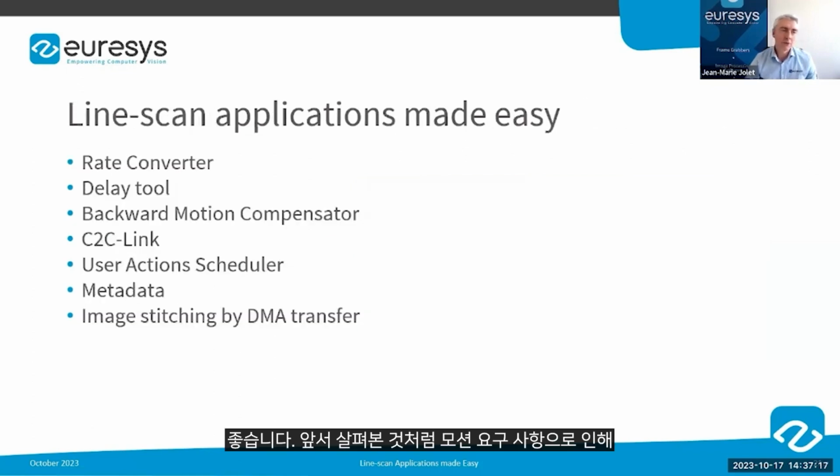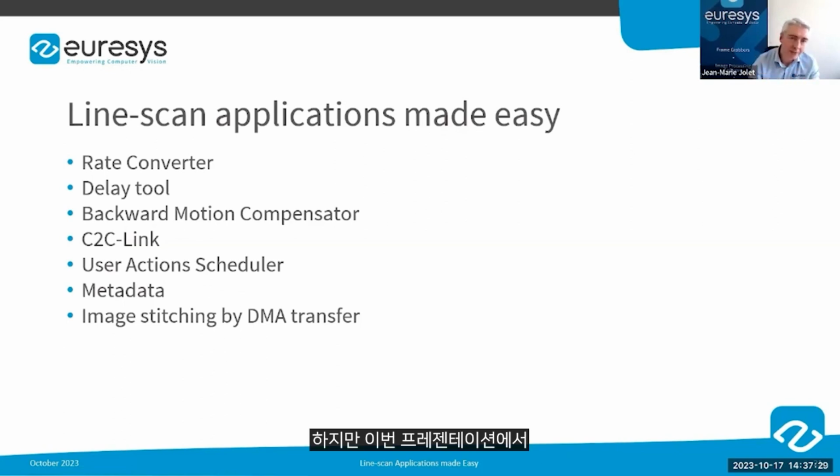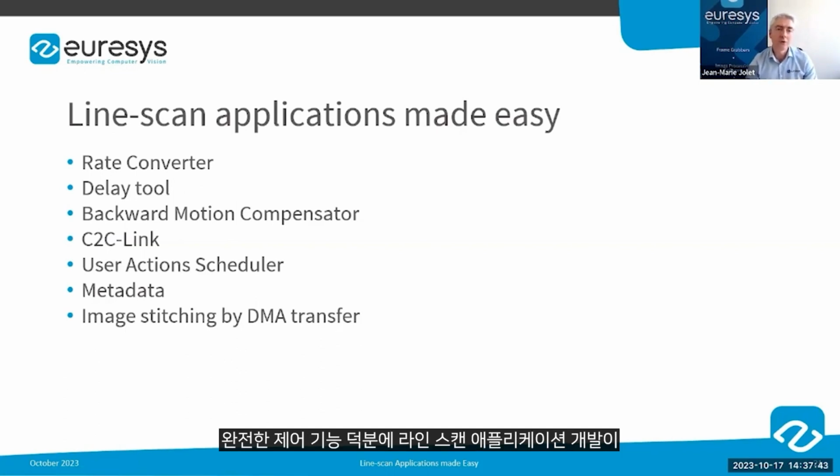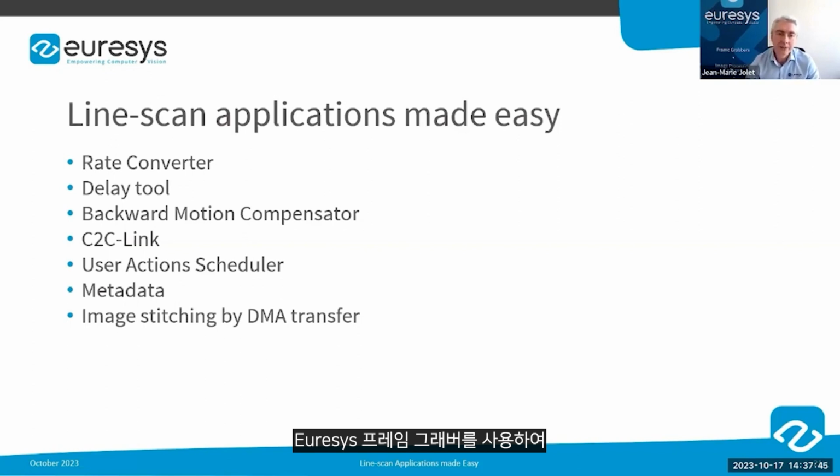Okay, so as we have seen, the requirement for motion makes the development of line scan applications a bit more complex compared to area scan applications. However, we have seen in this presentation that thanks to the rate converter, the delay tool, the backward motion compensator, C2C link, the user action scheduler, metadata, and of course the full control over the DMA transfer, using Euresys frame grabbers to develop line scan applications definitely makes it much easier.